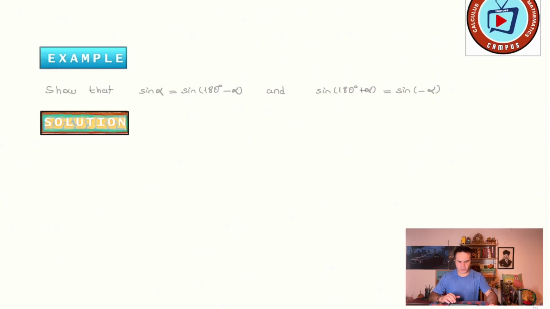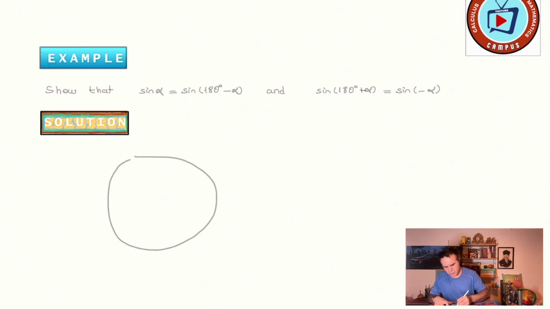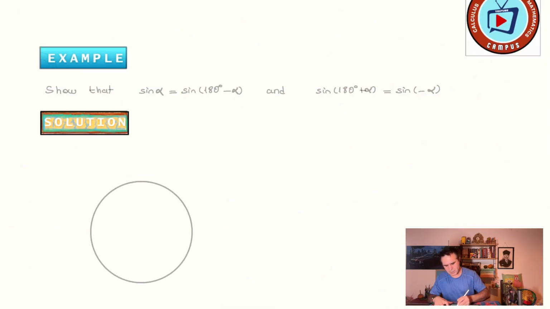And our first example shows that sine of alpha equals the sine of 180 degrees minus alpha, and sine of 180 degrees plus alpha equals the sine of minus alpha. Then I need to use the unit circle here, and this problem is really an important one for you to understand trigonometric functions, and this graph is important.